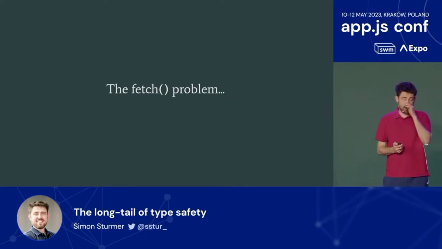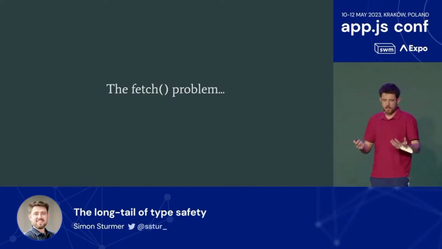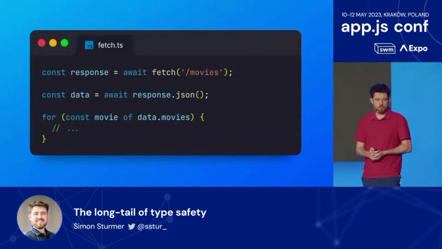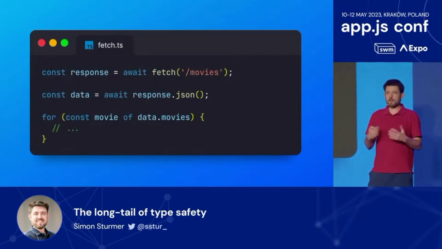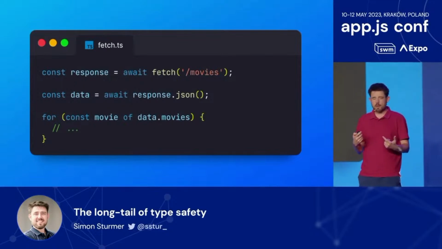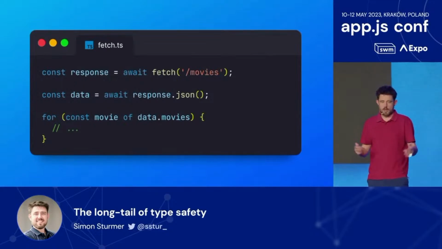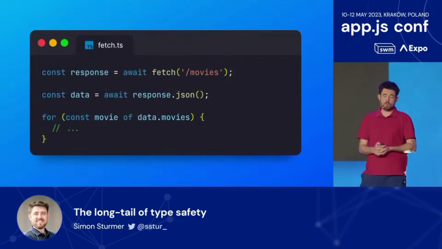So the fetch problem. And this is really another extension of the pattern that you're seeing over and over here. We're going to fetch something from a remote server, and we might be fairly confident that it's going to send us back some JSON data that has a movies property, and so we'll just go ahead and loop over it and render some movies, right?